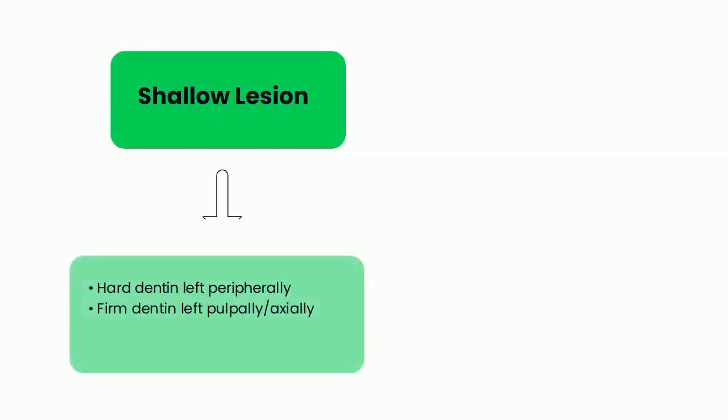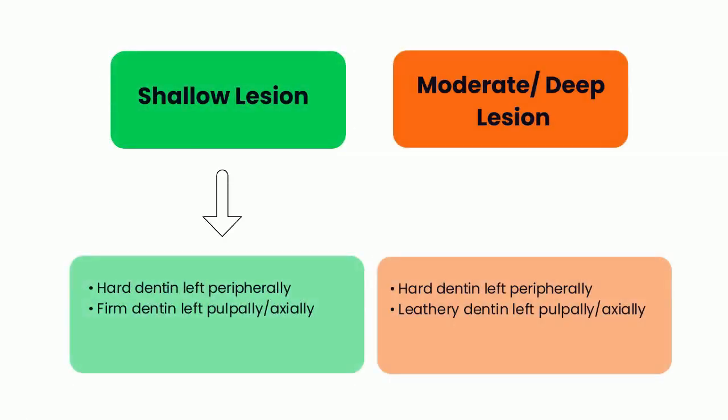This slide summarizes the lecture. When we have a shallow caries lesion, we make sure that hard dentin is left peripherally and firm dentin in the pulpal or axial areas. In moderate or deep lesions, hard dentin is left peripherally, and we can leave leathery dentin in the pulpal or axial areas.